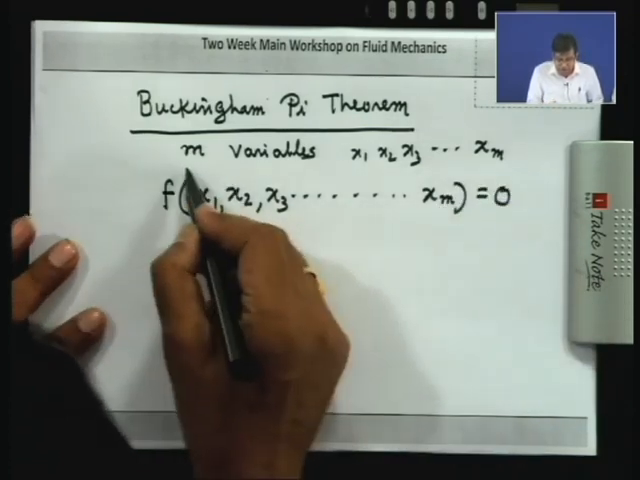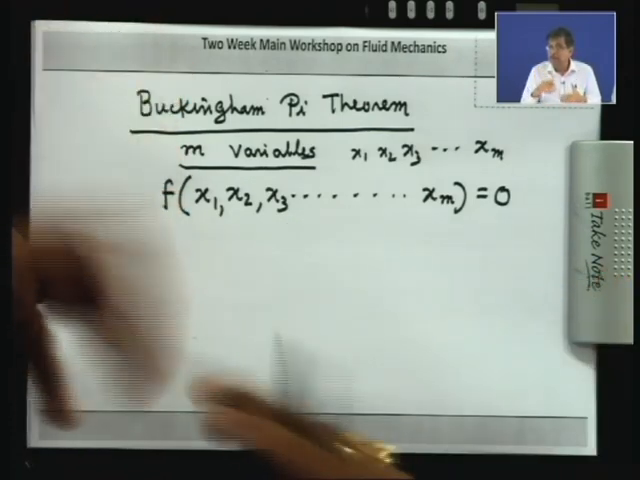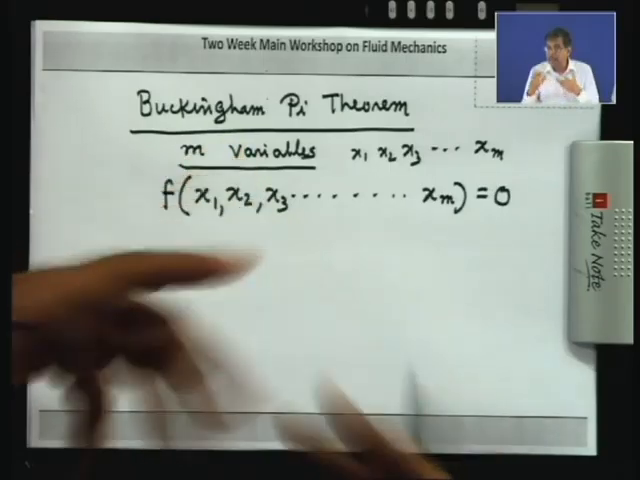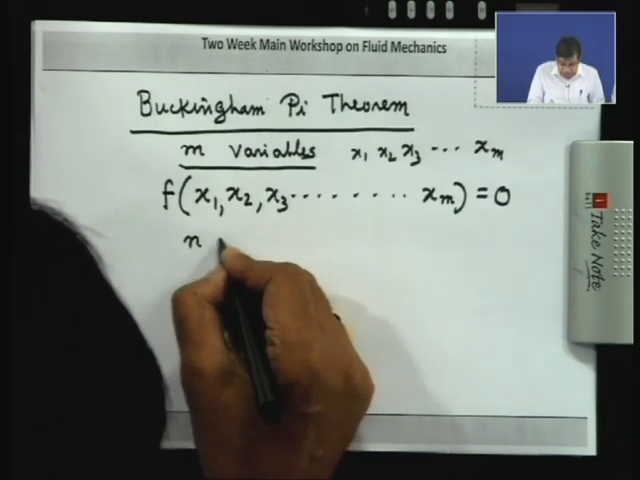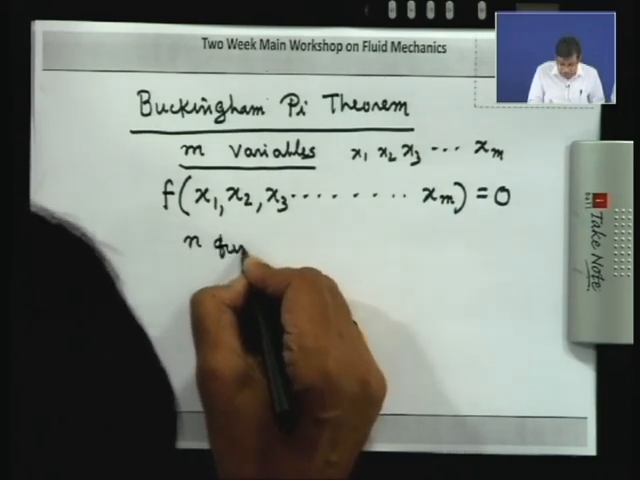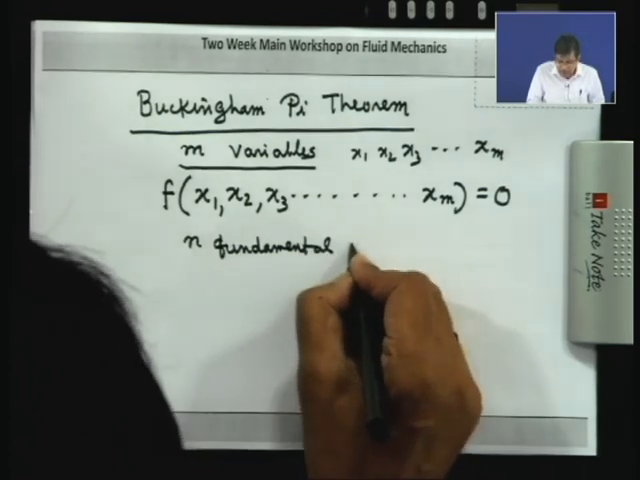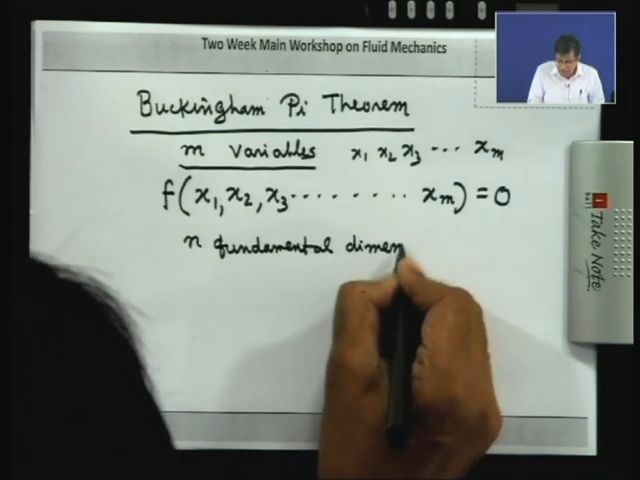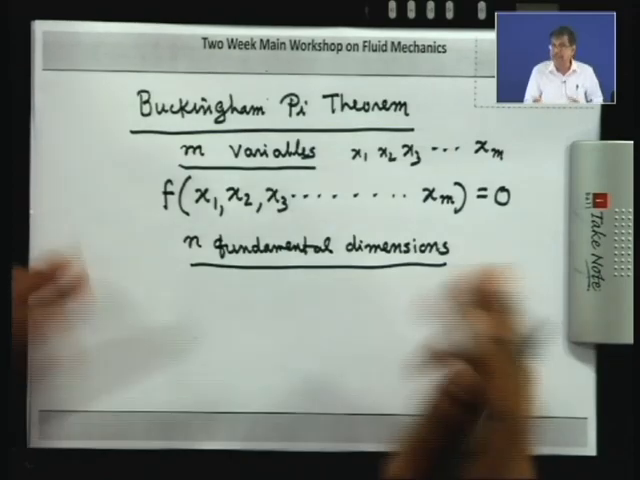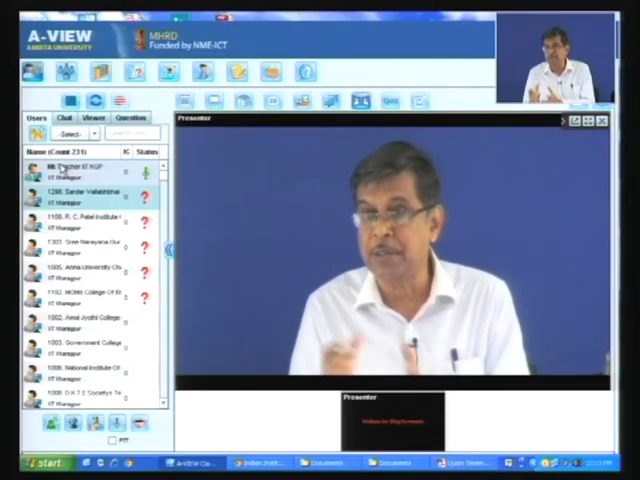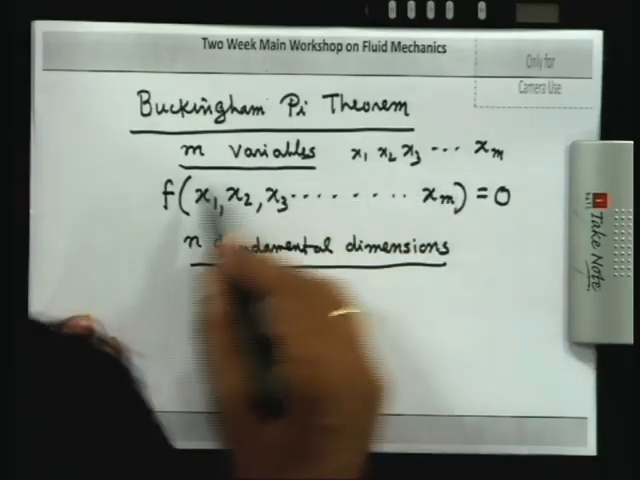If a physical problem is governed by m physical variables, like the pipe flow problem: velocity, diameter, viscosity, density, and if all the variables can be expressed by n fundamental dimensions, for example mass, length, time, temperature. How many fundamental dimensions are required to express all the variables depends upon the type of the variables.